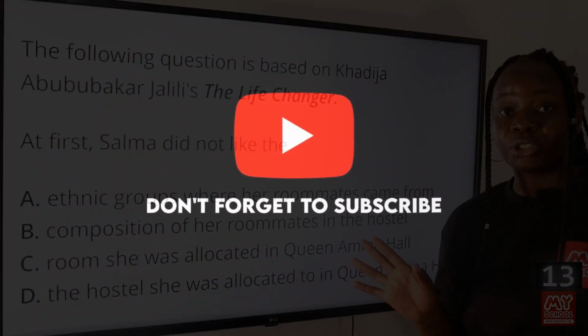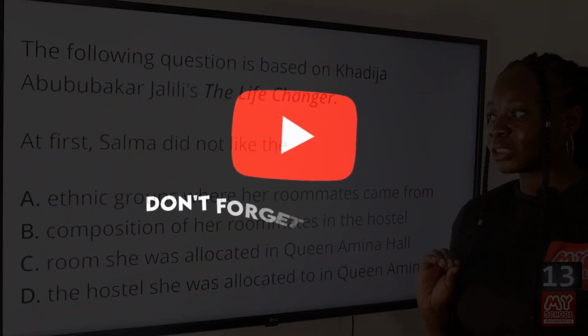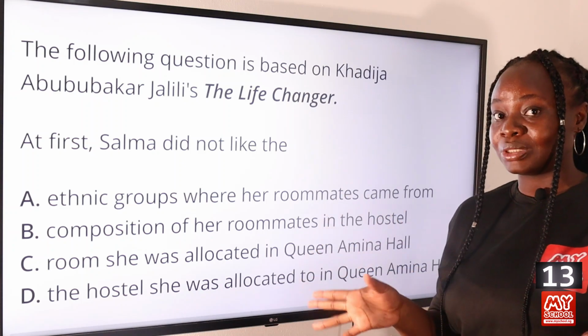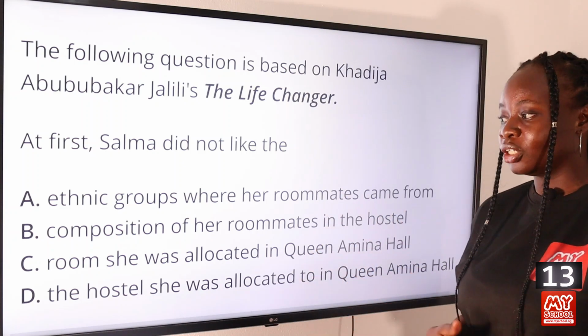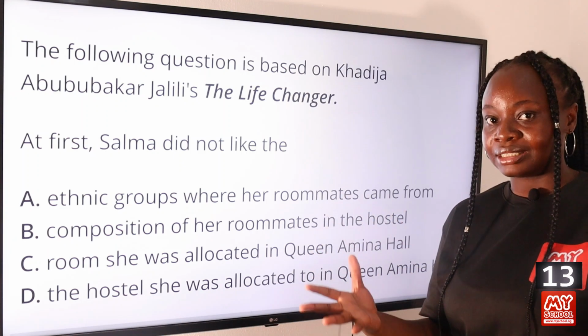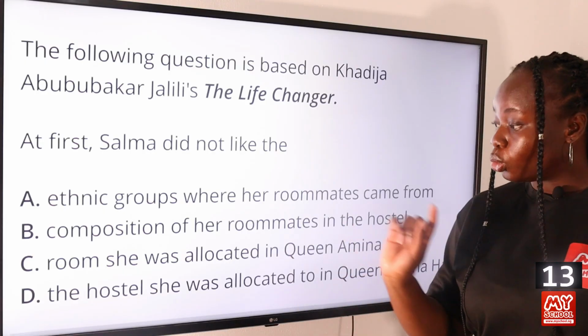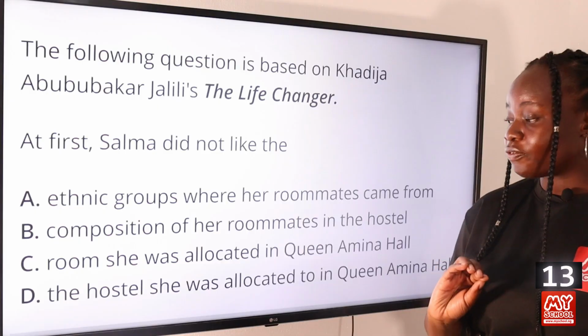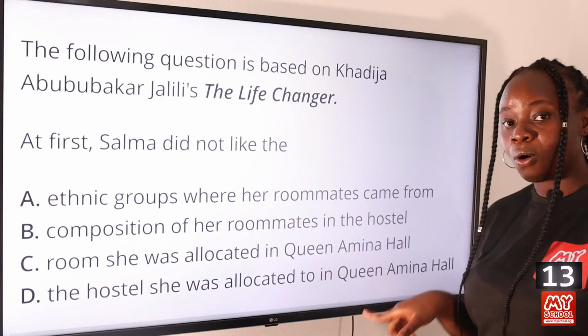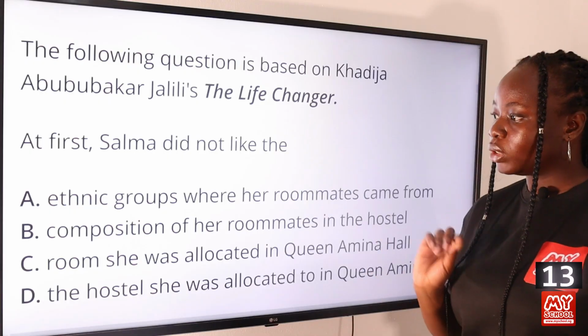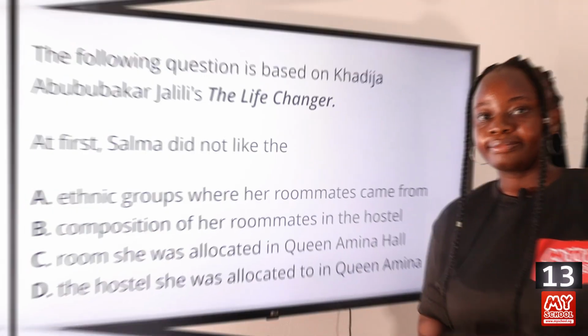So we can find this on page 31 of the novel, where they talked about how Salma was not okay with how her roommates came from different ethnic groups within the country, different parts of the country. So this made them different in their characteristic traits, and so she was not okay with that. Although she loved the most coveted and famous hostel, the Queen Amina Hall, she was not okay with the composition of her roommates. So the answer to this question is option B.